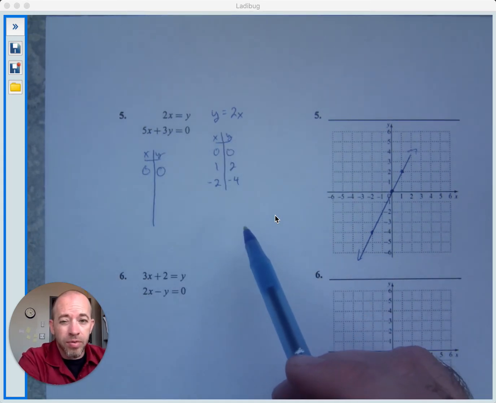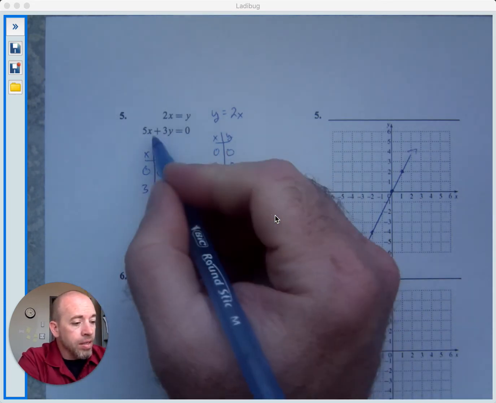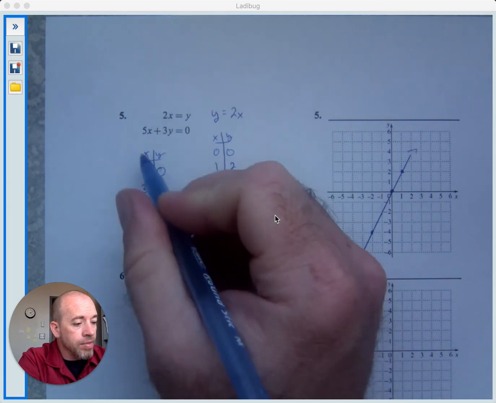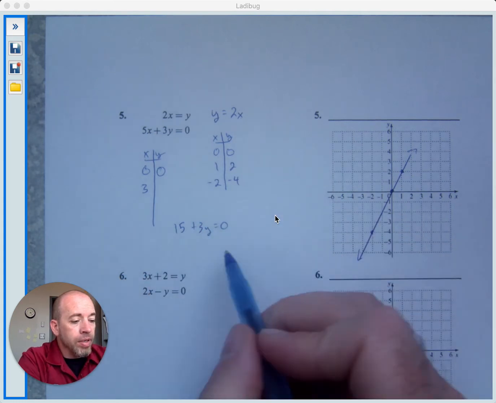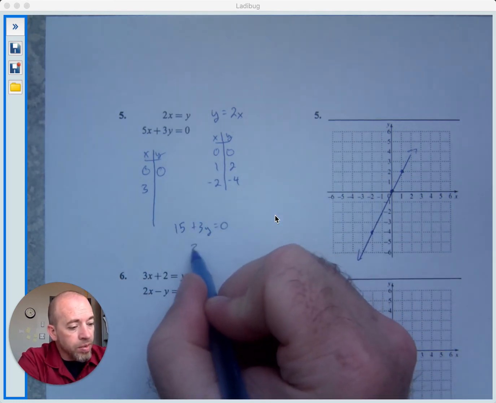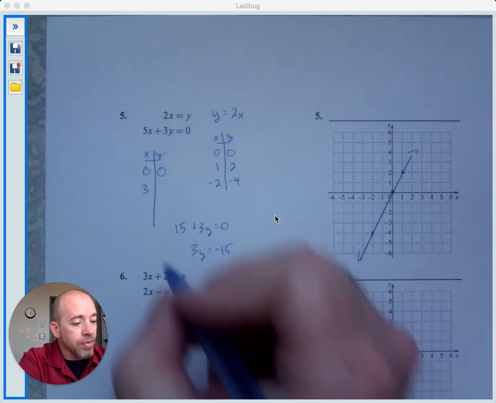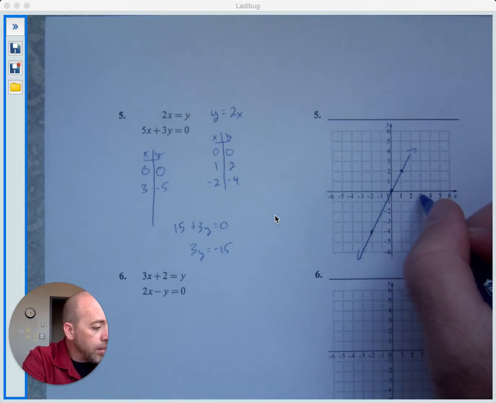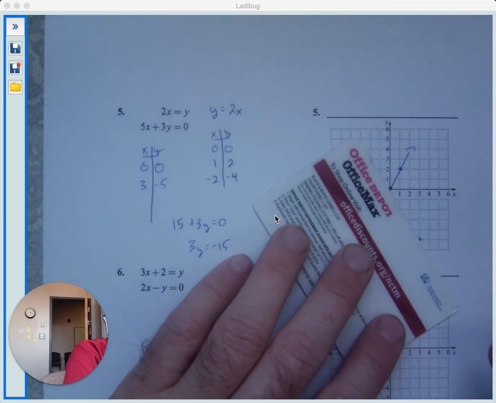I think if I use, let's say I use 3 for x, then that would be 15. 3 times 5 is 15 plus 3y equals 0. Well, if I subtract the 15, I get 3y equals negative 15. Y would have to be negative 5, right? So we have a point at 3, negative 5. And so you could find other points, but 2 is enough.